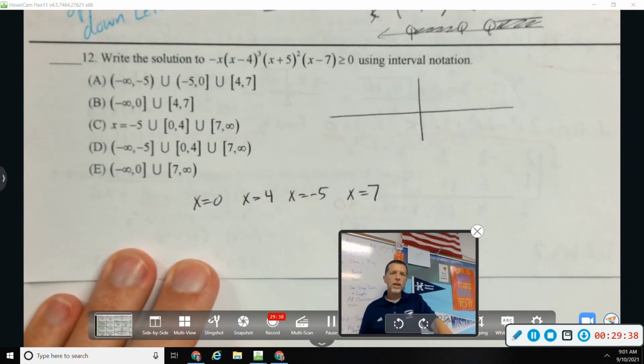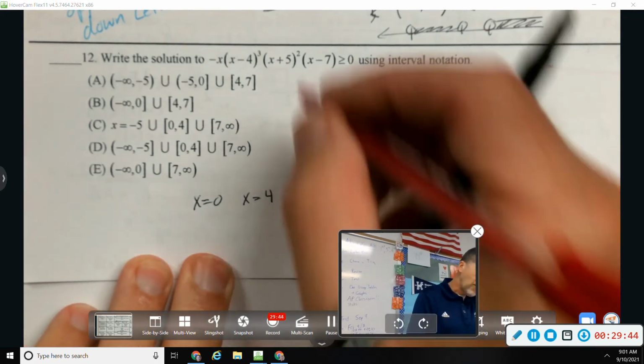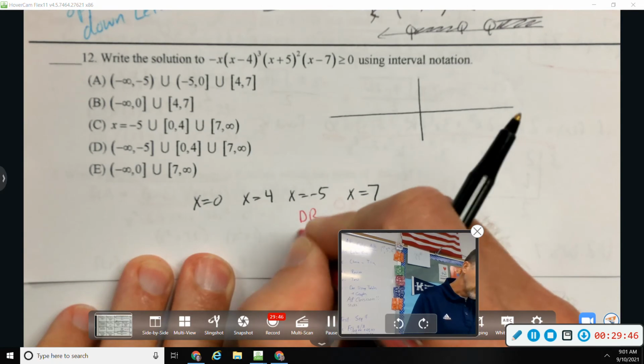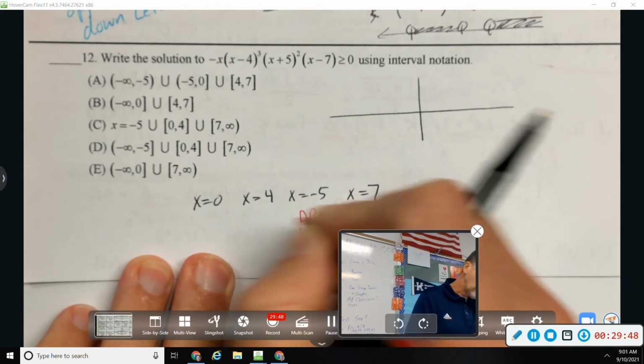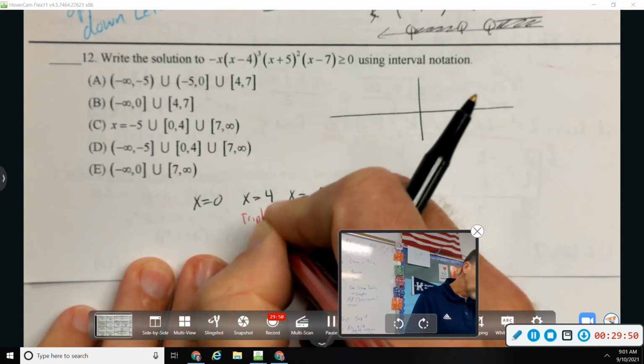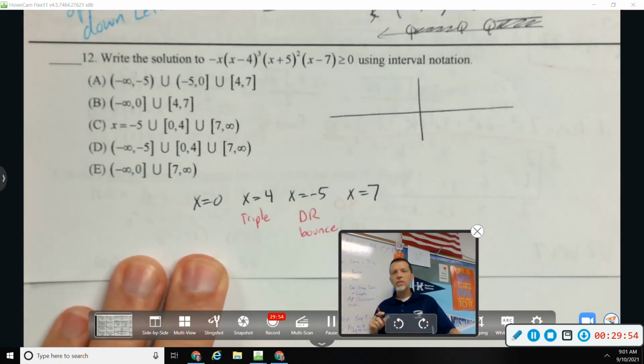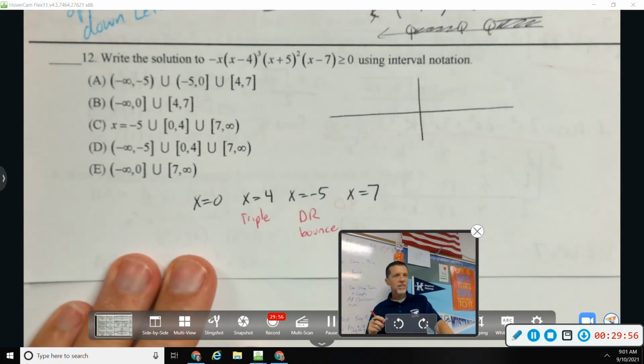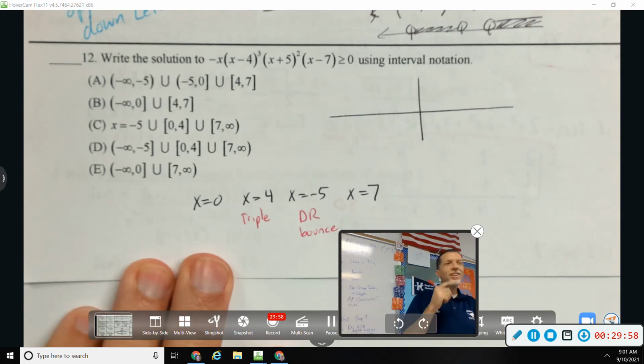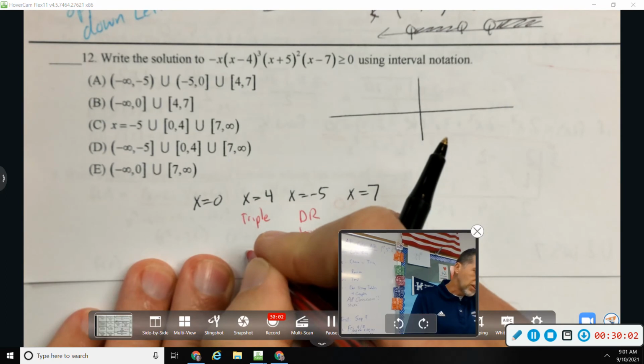Anything specific or special about any of those roots? Yeah, negative 5 is a double root. 4 is a triple root. Is a triple root going to bounce or cross? It's going to cross. It's going to cross as a squiggle. We don't really care that it crosses as a squiggle, but it's going to cross as a squiggle like x cubed squiggles.